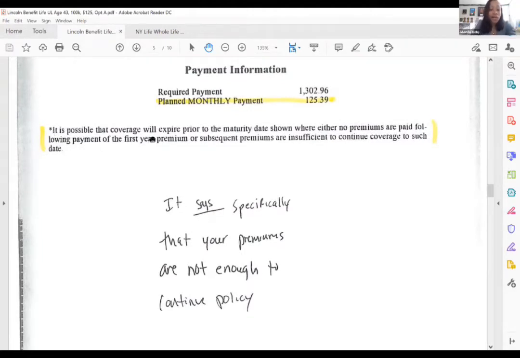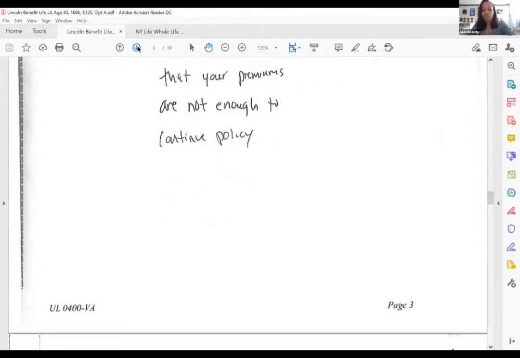So it says, it is possible that coverage may expire prior to the maturity dates shown, where either no premiums are paid following the payment of the first year's premium. That's simple, basically saying if you don't pay, your policy will cancel. But if you do pay, it says subsequent premiums are insufficient to continue coverage to such date. So it can expire even if you continue to pay the $125 a month, they may not have enough to continue the coverage. And that's on the first page. And a lot of people just miss that, right? So we show the client that, and then we continue moving on.